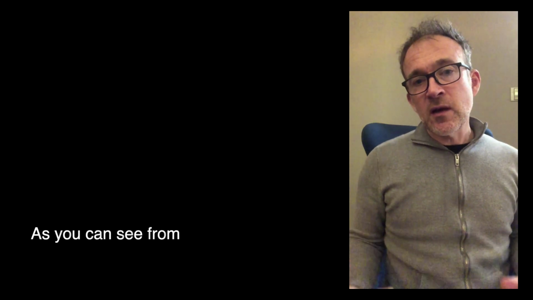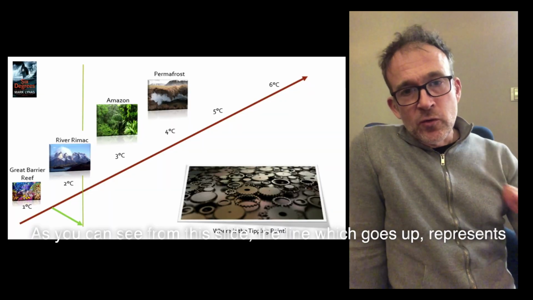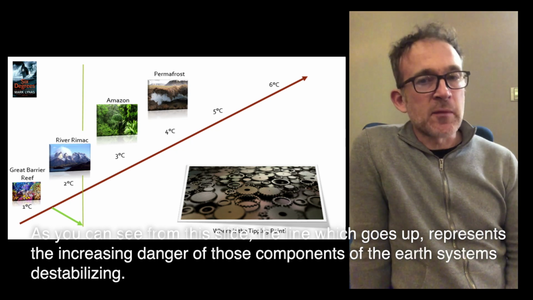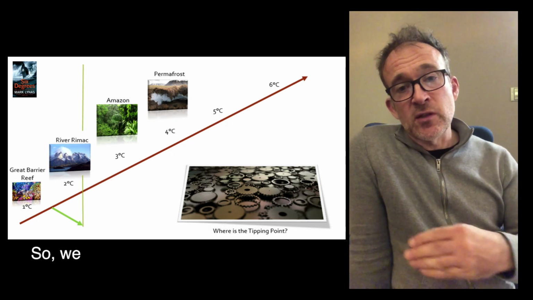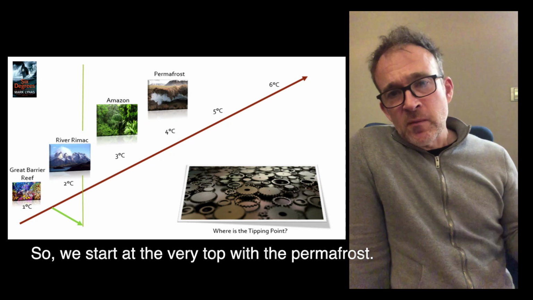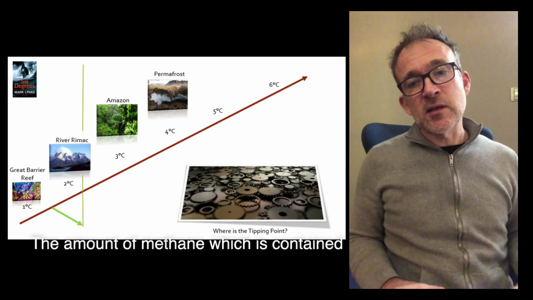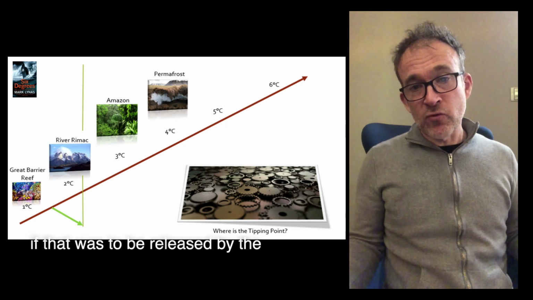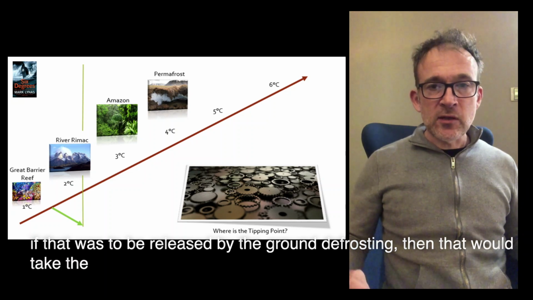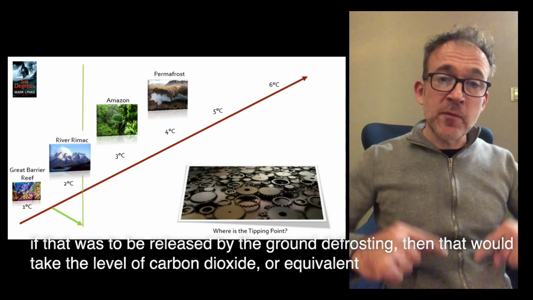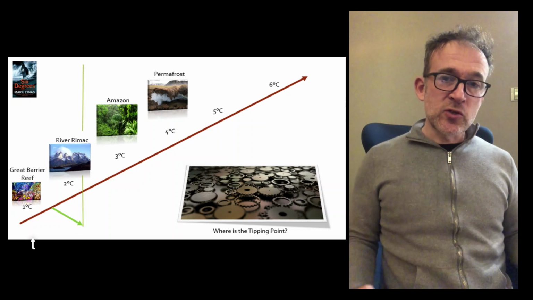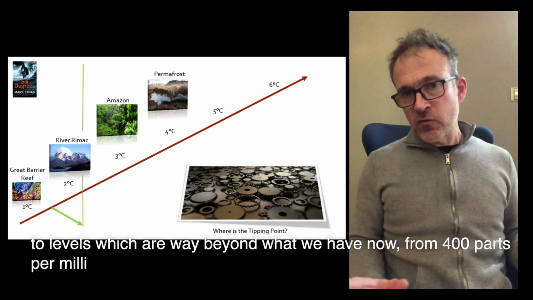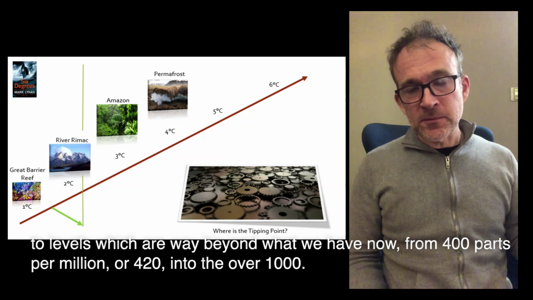As you can see from this slide, the line which goes up represents the increasing danger of those components of the Earth's systems destabilizing. So if we start at the very top with the permafrost, the amount of methane which is contained inside the ice in the Arctic regions, if that was to be released by the ground defrosting, then that would take the level of carbon dioxide or equivalent in the atmosphere to levels which are way beyond what we have now, from 400 parts per million, or 420, into the over 1,000.